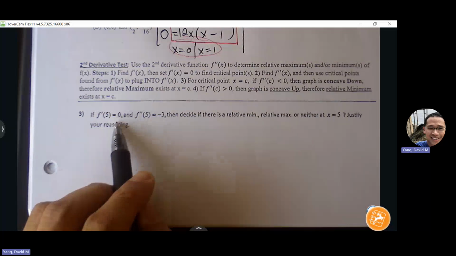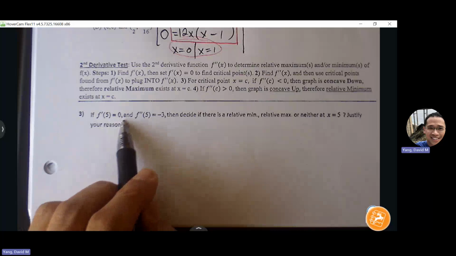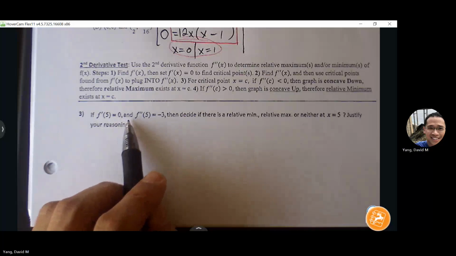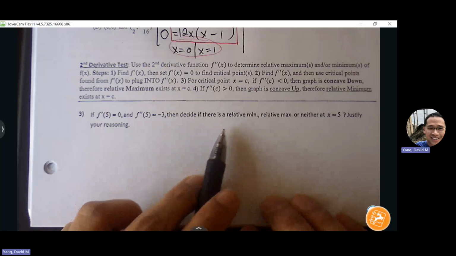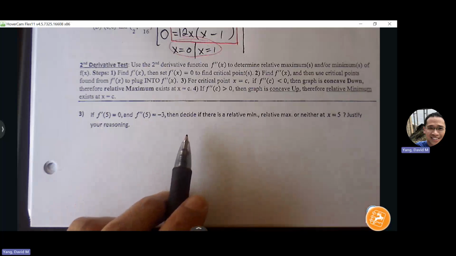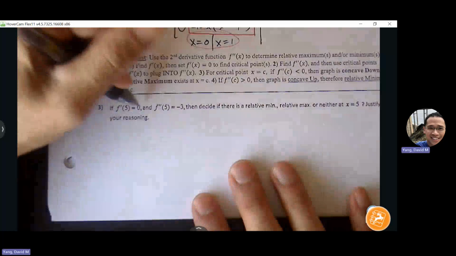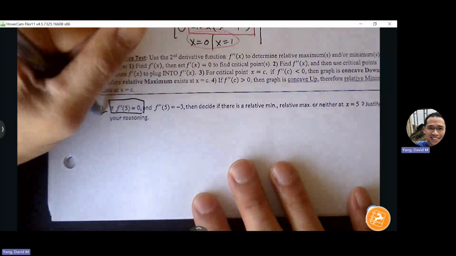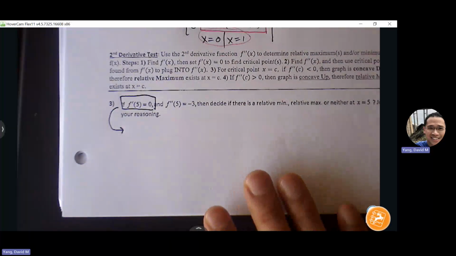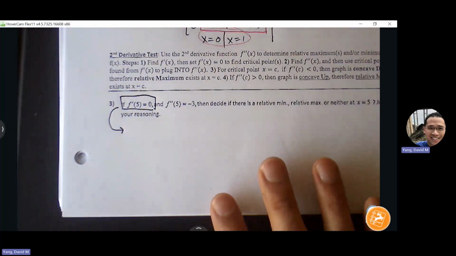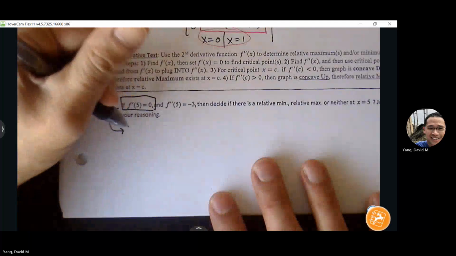So here's number 3. It says if f prime of 5 is equal to 0 and f double prime of 5 is equal to negative 3, decide at this point, is there a relative max, a relative min, or neither? Let's see if we can say this in words here. f prime of 5 is equal to 0. Can you describe what information that is providing us about this graph?